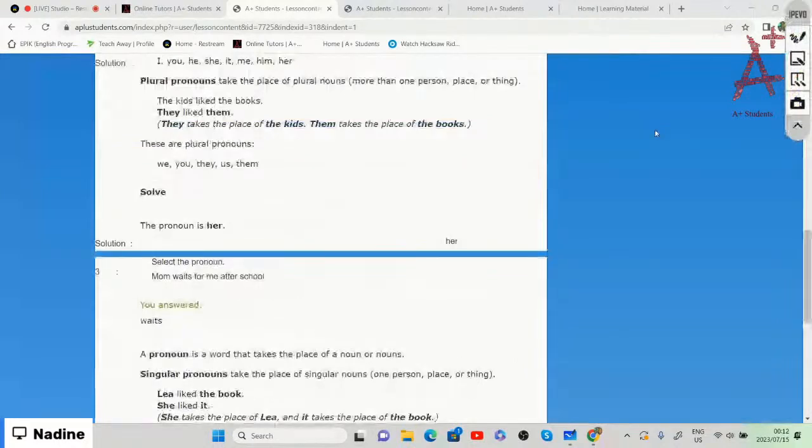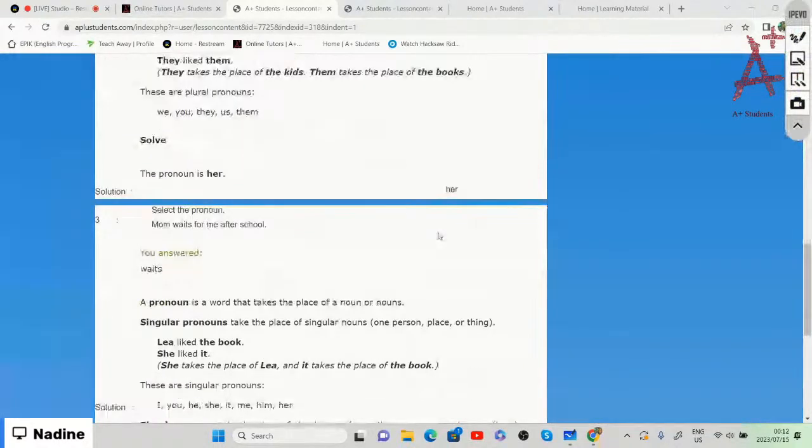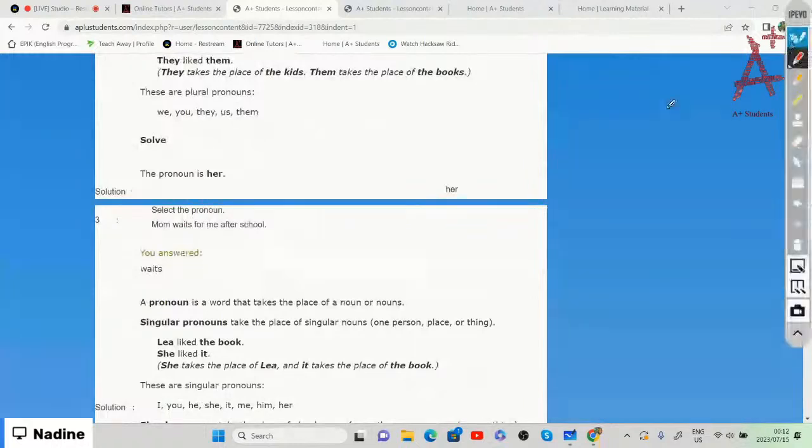Mom waits for me after school. We need to select the pronoun within the sentence. All right, so if we select the pronoun within that sentence, then we can say it is me, right? And me refers to a singular pronoun, and it takes the place of a singular noun, one person, which is me.